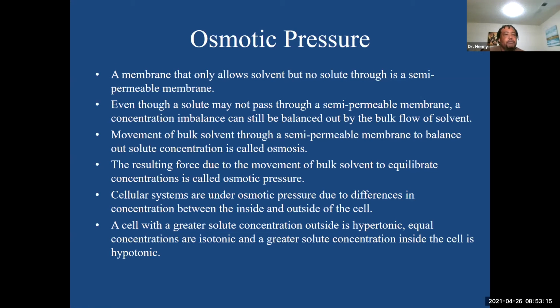Okay, so when we talk about osmotic pressure, it typically deals with membranes. A membrane that only allows a solvent through, but not a solute, is called a semi-permeable membrane. Because we have these semi-permeable membranes, we're going to be putting pressure on it because those solutes are not able to flow readily through that process.